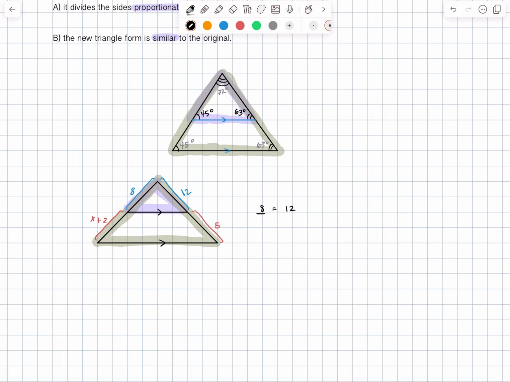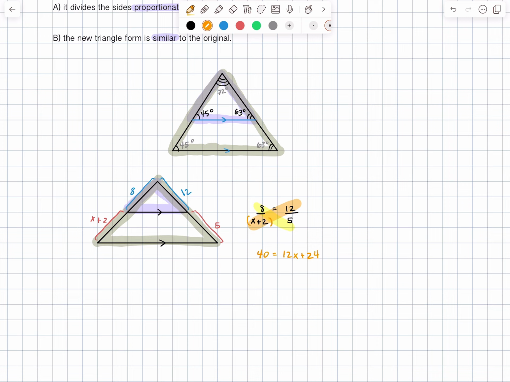this is proportional to the 12, right? They're on the same small triangle. And then x plus 2 and then 5, because they're on the same side. If we cross multiply, I'm going to get 8 times 5, and then 12 times x plus 2. So 8 times 5 is 40 equals 12x plus 24.